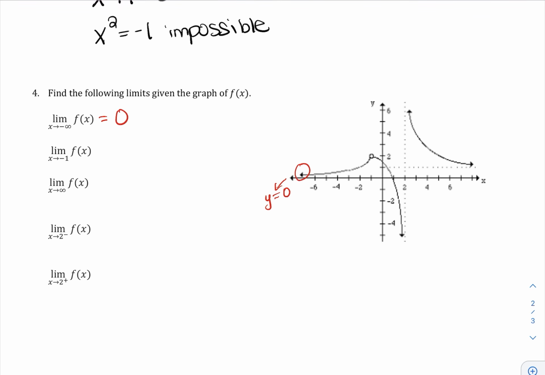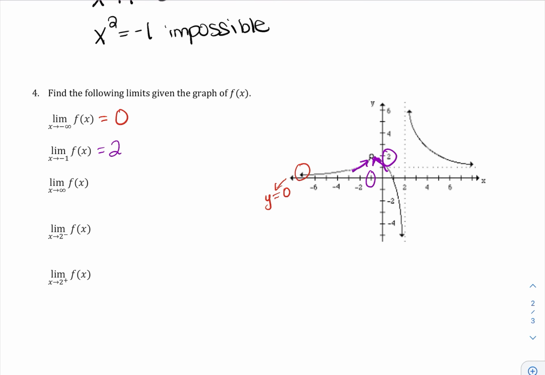Let's take a look at the limit as x goes to -1. So I'll circle it. Here it is, -1. So here I need to look from the left and from the right. So from the left would be here, from the right would be this little guy. And in both directions, the y's are approaching 2. There's a hole. So the graph doesn't exist at x equals -1, but the limit is 2. So we discussed that a little bit above when we were talking about holes.